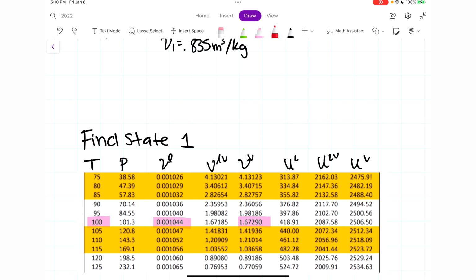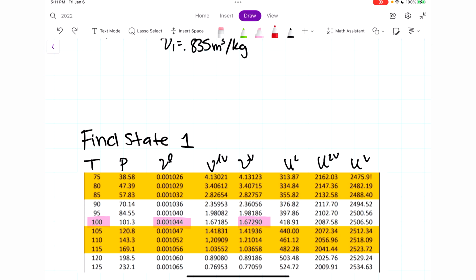And if it's less than our specific saturated volume of a liquid, 0.001044, if it's lower than that number, it means it's a compressed liquid. So it's on the left side of the dome, it's completely liquid. And if it's greater than our specific volume of a saturated vapor value of 1.67290, if it's greater than that number, it means it's a superheated vapor, so to the right of the dome.